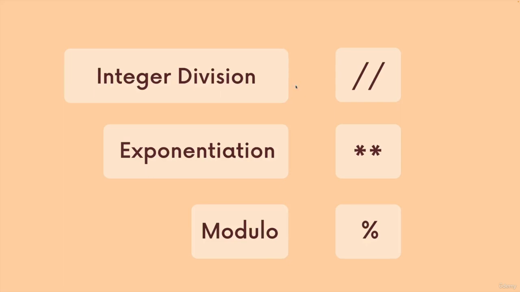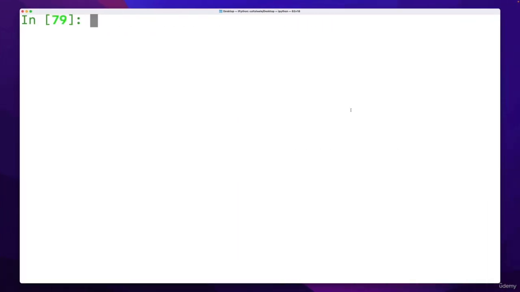Next up, we're going to cover three operators that might be a little bit lesser known. They're not as commonly used outside of programming. The first one, we'll start with this one in the middle. 2 stars, 2 asterisks, is for exponentiation. It's how we raise one number to another power.